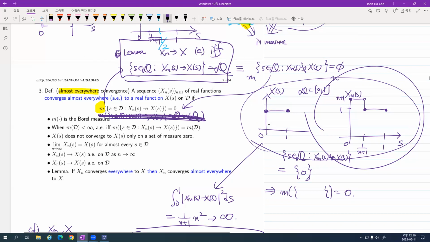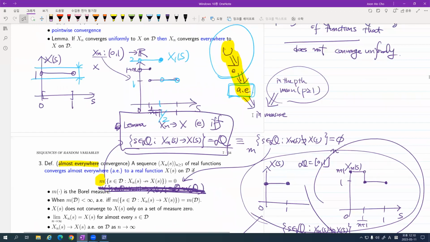That's why I have this branch. So these definitions imply uniform convergence implies everywhere convergence implies almost everywhere convergence. However, convergence in the p-th mean is simply not related to the almost everywhere convergence. Got it? Which means uniform convergence does not imply, uniform convergence, I should be careful.